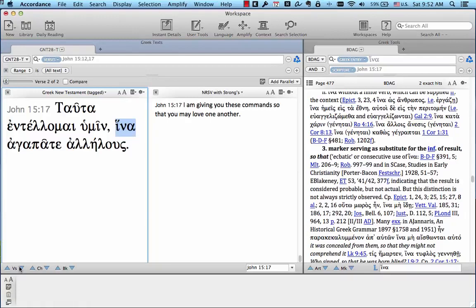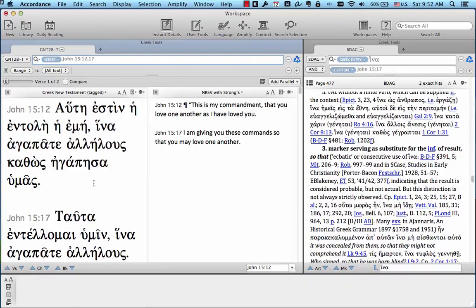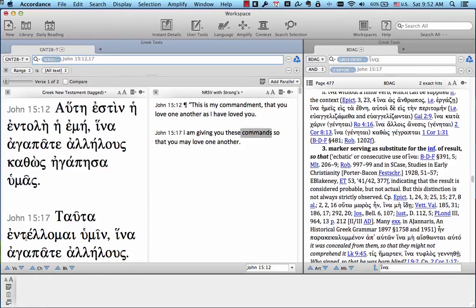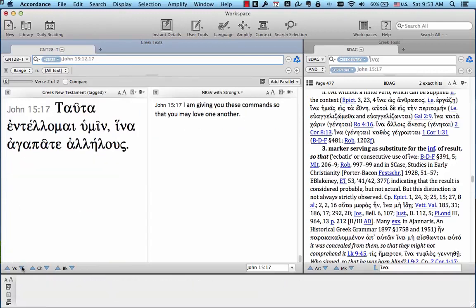I think most people are willing to look back up at verse 12 and say, this is my commandment. And here it clearly is: my commandment is this, that you love one another just as I loved you. So I think I would go with using verse 12 to interpret verse 17, and the hina is indicating the content of the command.